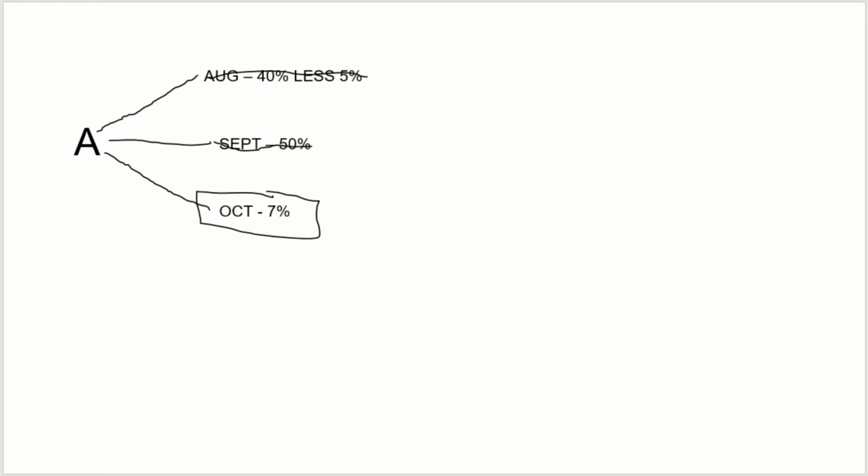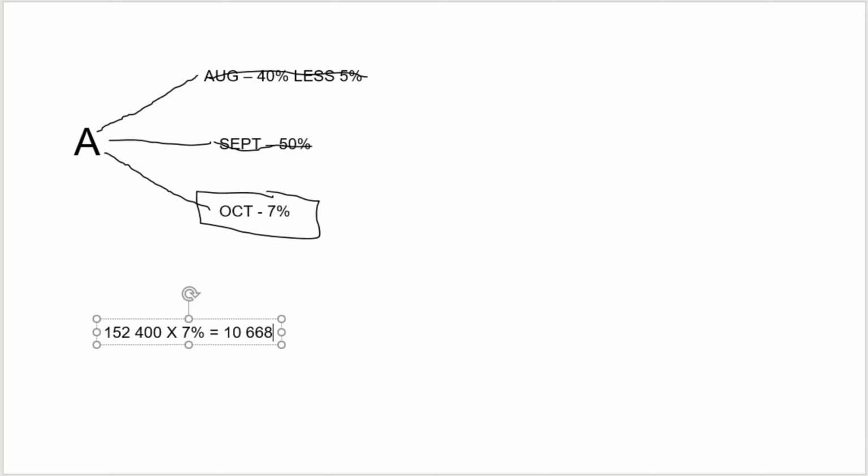Alright, so now we're going to calculate the 7% of the credit sales of August. The credit sales of August are 152,400 rands. So we're just going to multiply those by 7% to get the collection for the month of October. What we're collecting in October will be 10,668 rands, just like that.